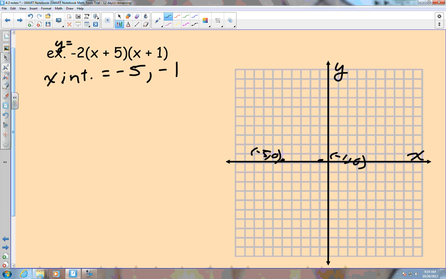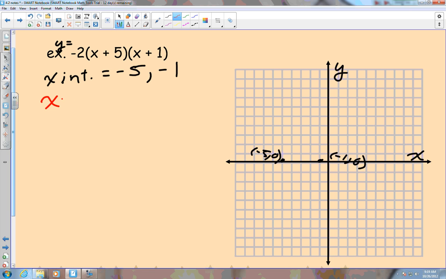I need to find my axis of symmetry, right? So now you can count halfway between. Where's it going to fall? Negative 3. Now let me show you how you can do that with arithmetic. Okay? So you can show what you're doing.